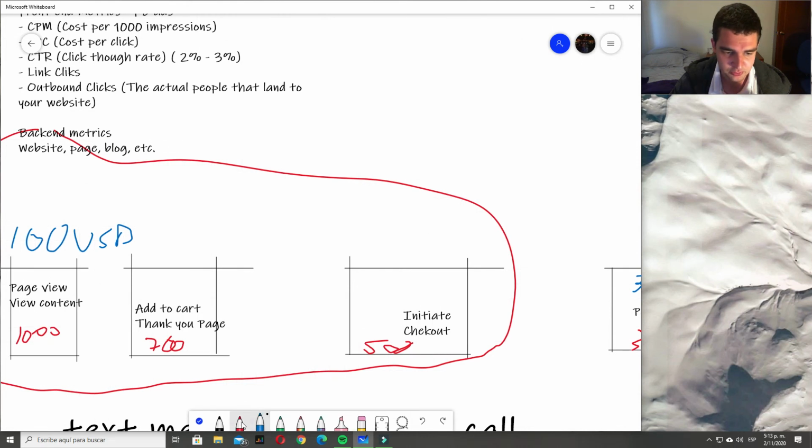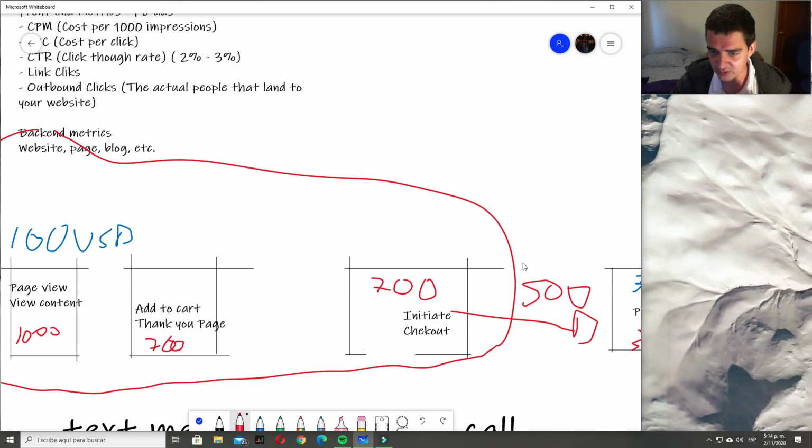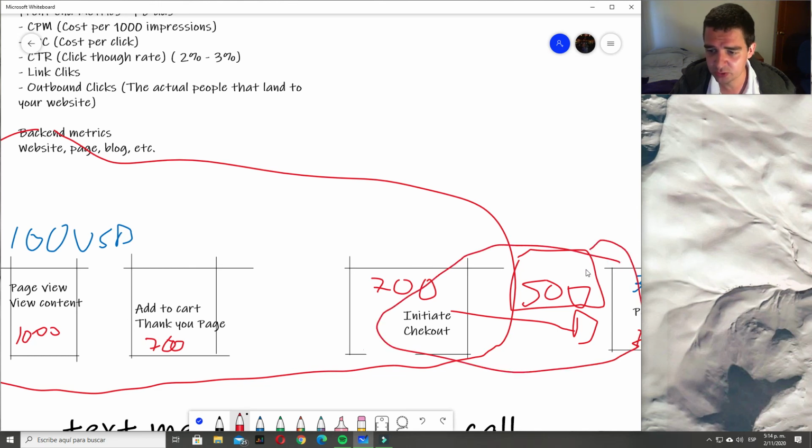You also need to know how this flow is going, because maybe you find that you are getting, let's say, 700 initiate checkouts and just 300 purchases. So you are losing 400 people over here. If you understand that, the problem is that maybe you are not making sales, but the problem is not on your ad. The problem is over here, in the step from initiate checkout to the actual purchase.